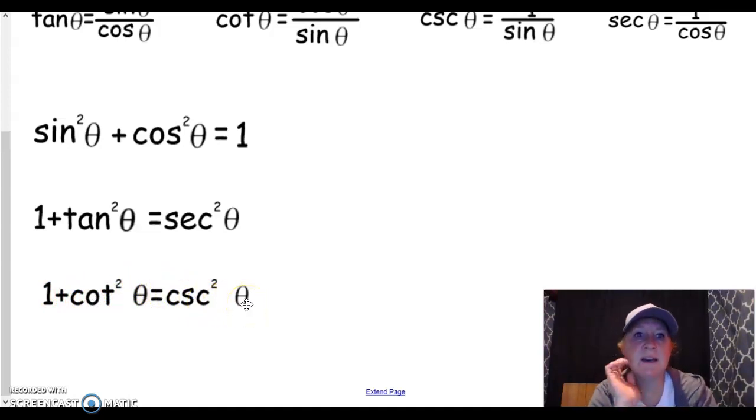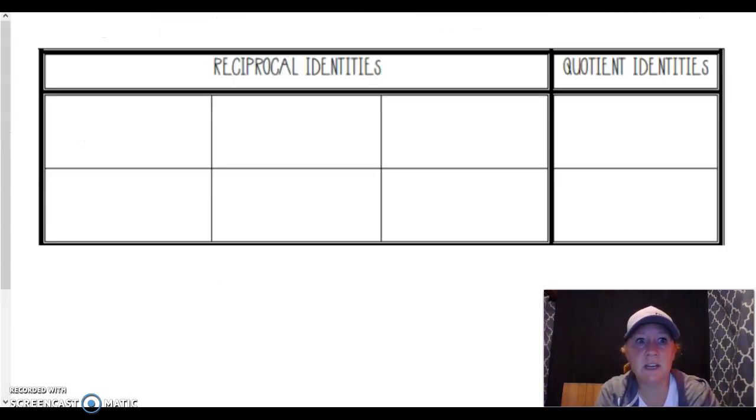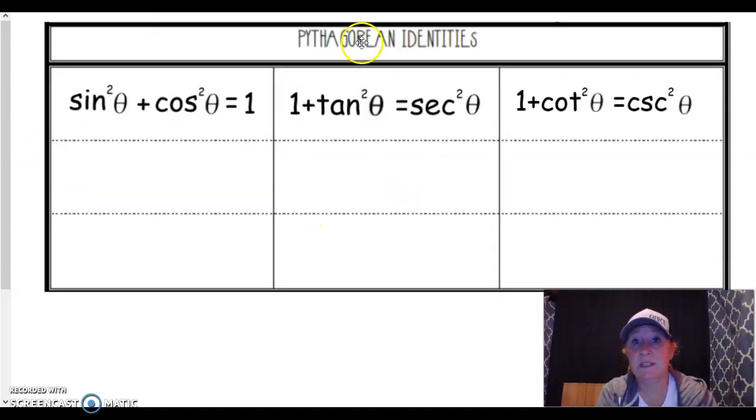Now, because these things are true, there are different ways that we could write them. So you will have a cardstock that looks like these. We're going to write down all the reciprocal identities, and then we're going to write down the Pythagorean identities. This is one of those things that you should keep until you graduate from college, and then give it to your little siblings. For reals, that important.